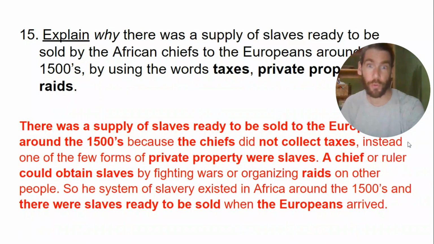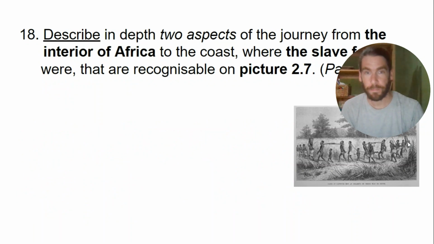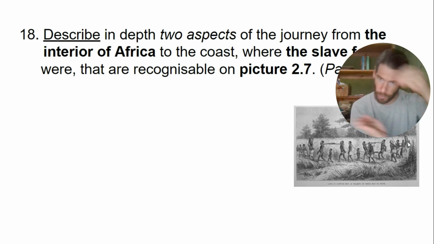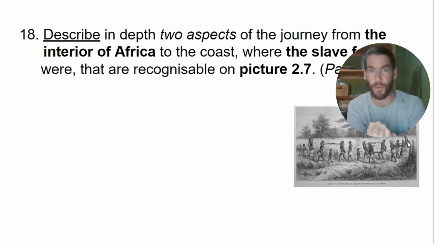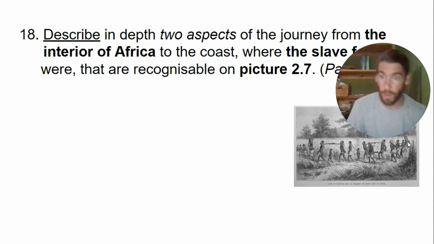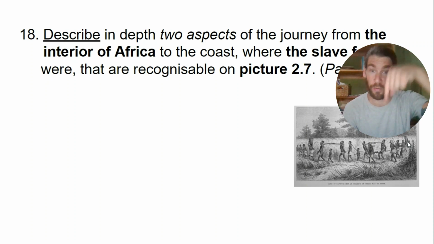I think I'm going to do two questions in one clip, if you don't mind. Then the second question: describe in depth two aspects of the journey from the interior of Africa, so like in the middle of Africa or deep in Africa, to the coast. The coast is where the ships come, where the harbors are, where the slave ports were, that are recognizable on picture 2.7. You can find this picture on page 44 of your textbook of Caribbean history. I googled it, and I've also found the picture on Google, so I also put it here, but smaller.